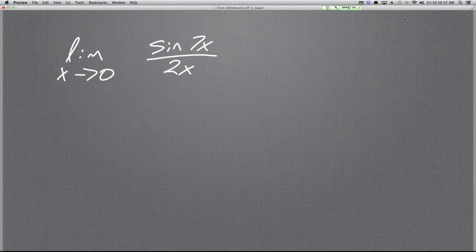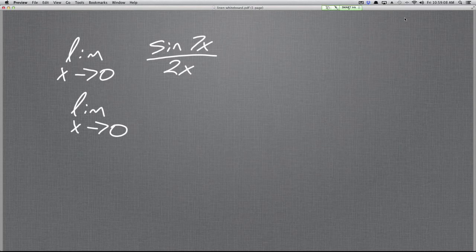Alright, I have the limit as x approaches 0 of sine of x over 2x. Now let's start with what we need it to look like. What do I want it to look like? Like sine of 7x over 7x. Just hang on. I just want you to answer that first question. Don't think past that. What do I need it to look like? The same. Tell me what it needs to look like on the inside.